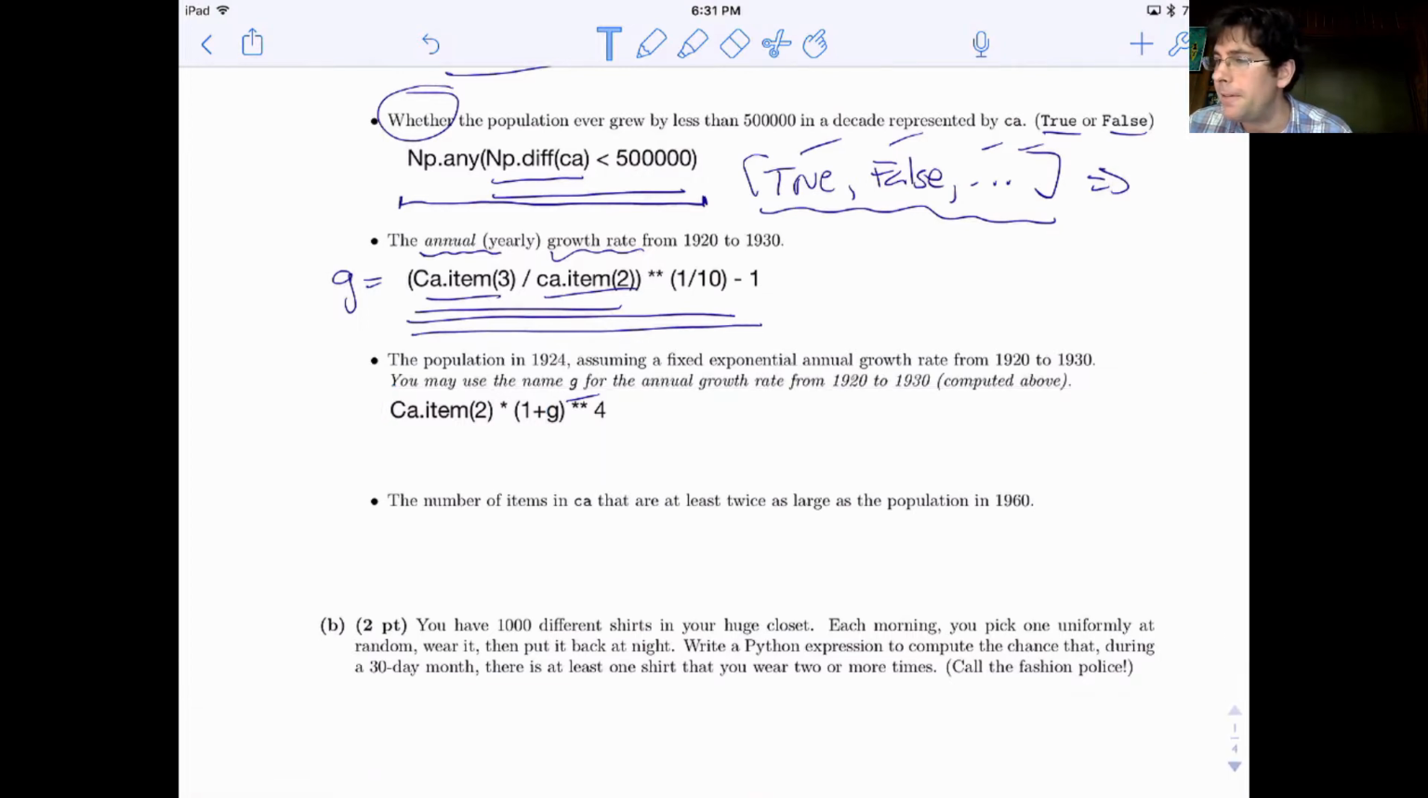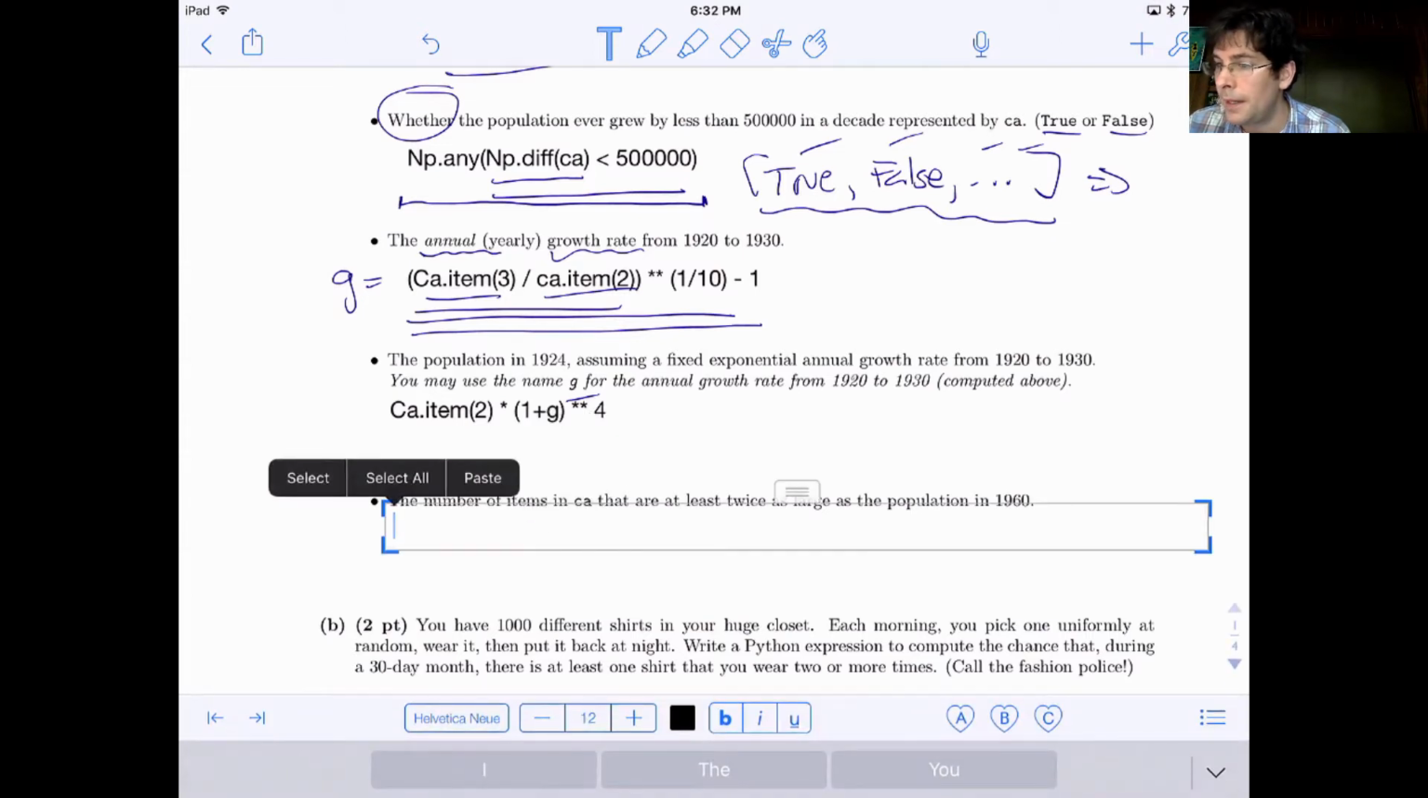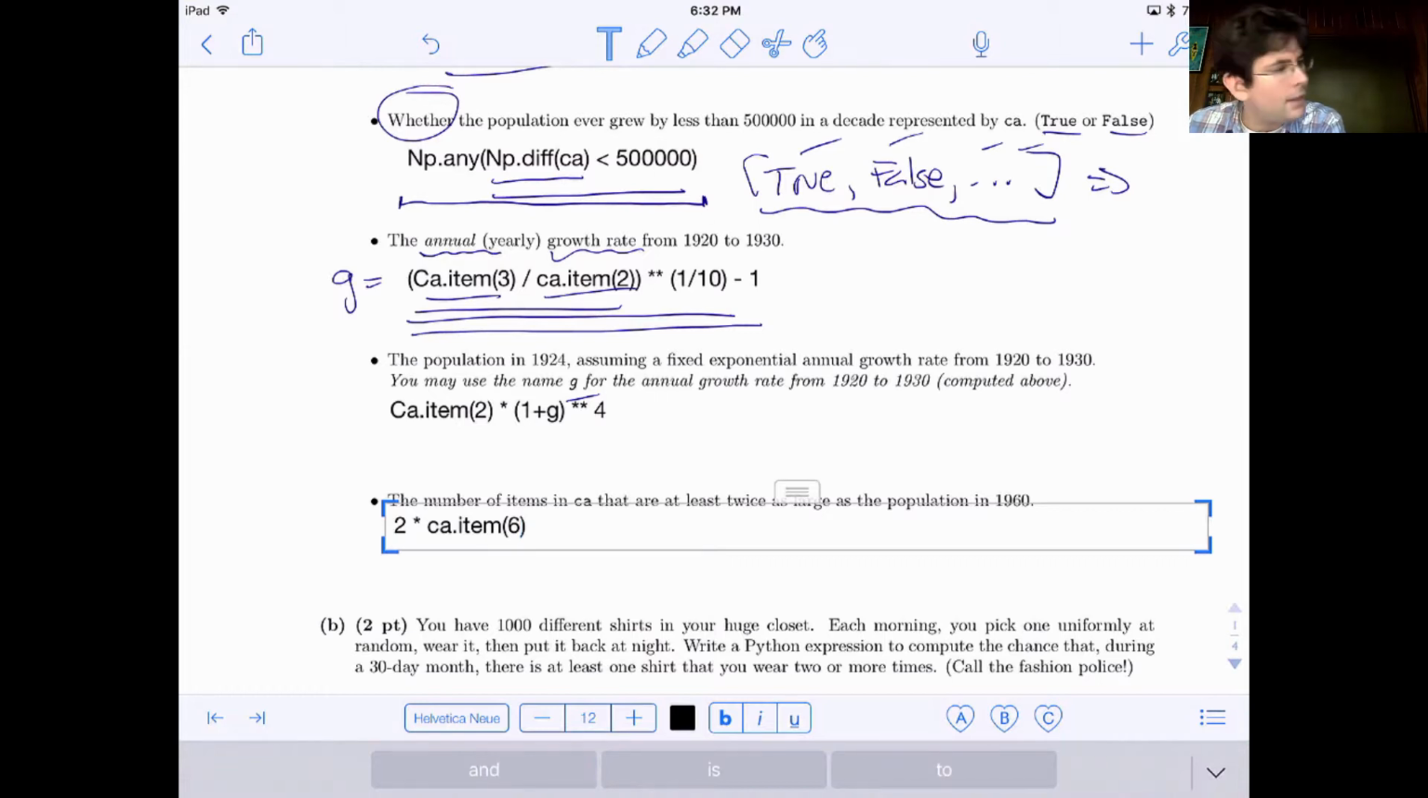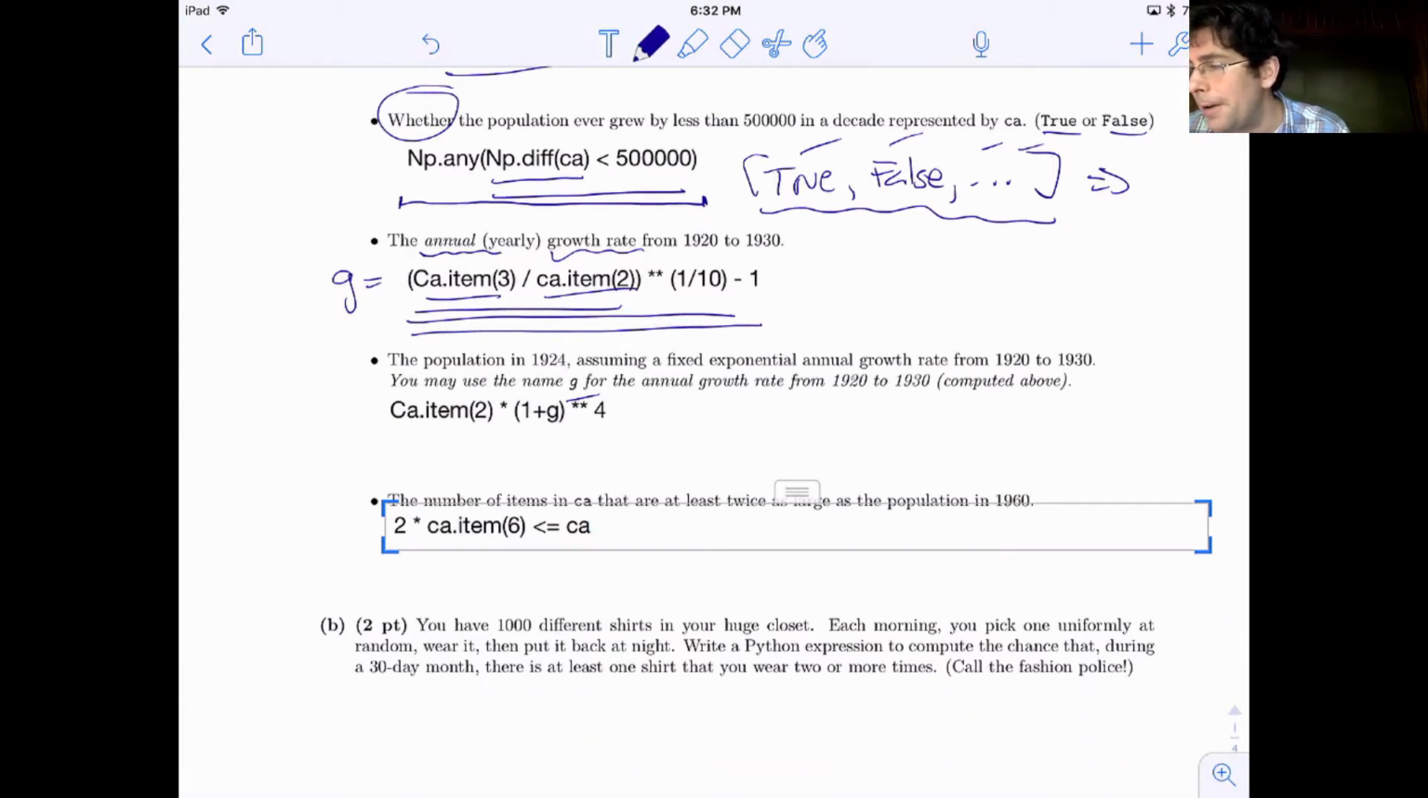Okay, last one, the number of items in California that are at least twice as large as the population in 1960. Here, we're going to end up comparing an array of values to a single constant. That single constant is twice the population in 1960. And we want to see how many times it's the case that's less than or equal to some value that's in the California array. So this is also just something you need to know about arrays.